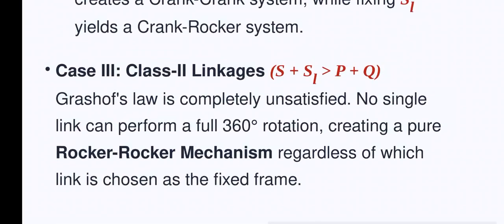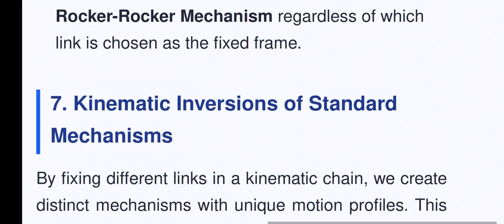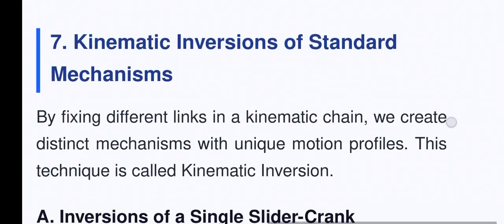Case 3, a Class 2 linkage: S + L is greater than P + Q. Grashof's law is completely unsatisfied. No single link can perform a full 360-degree rotation, creating a pure rocker mechanism regardless of which link is chosen as the fixed frame.